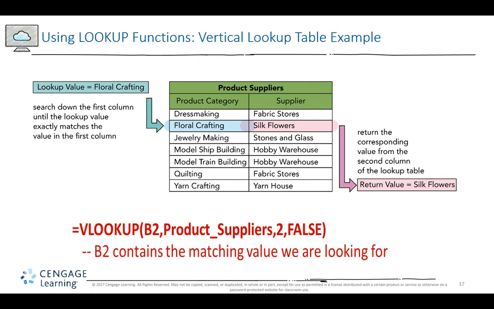The false indicates here that it must be an exact match. Floral crafting exactly matches the product category floral crafting. We pull the value silk flowers from column 2.